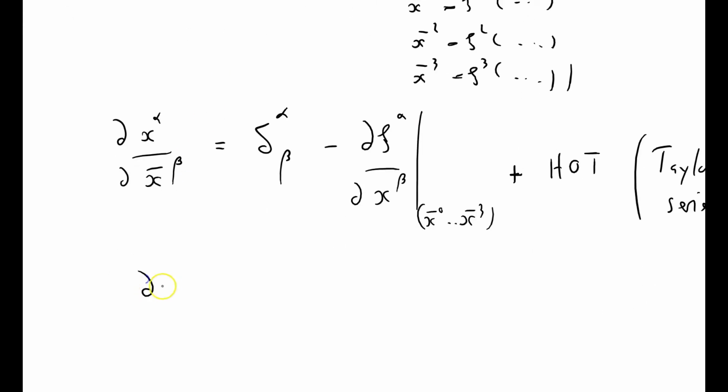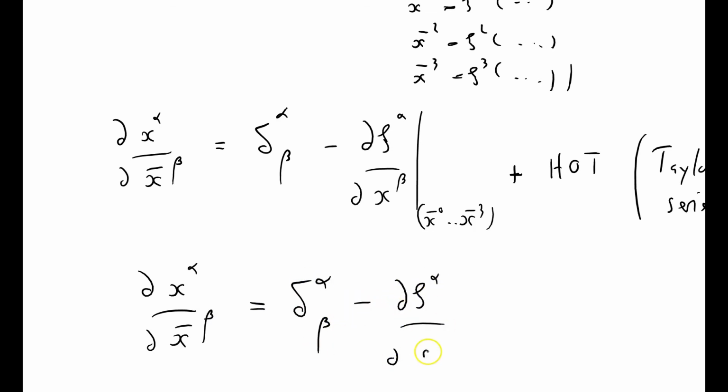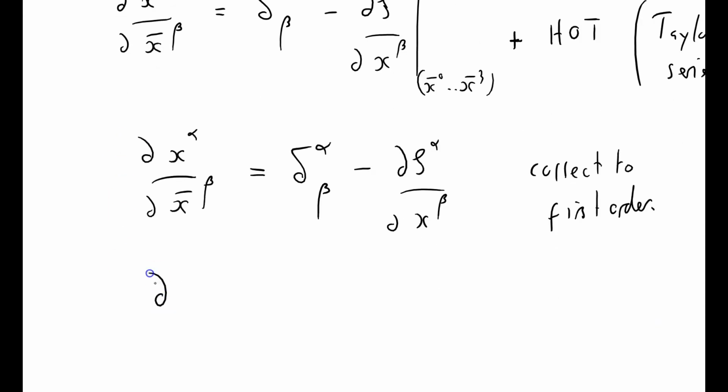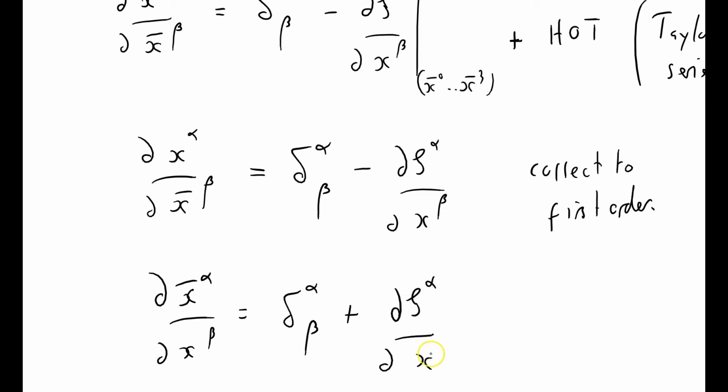Well, that's nice. That leaves me di x alpha by di x bar beta equals delta alpha beta minus di psi alpha di x beta, correct to first order. And what was the other one I had? Di x bar alpha by di x beta was equal to delta alpha beta plus di psi alpha by di x beta. Again, first order.